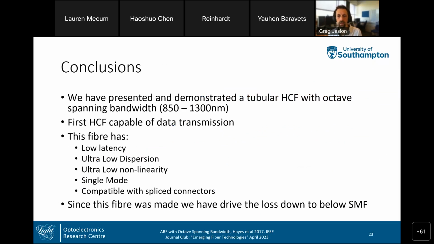So in conclusion, I've presented this paper that we produced and published in 2016-2017, demonstrating a tubular HCF with an octave spanning bandwidth. It was the first HCF capable of data transmission. And this fiber, like all hollow core fibers, has demonstrated low latency, ultra low dispersion, and low non-linearity, single mode, and is compatible with spliced connectors. And since this fiber was published, we've also managed to drive the loss down to below SMF values.